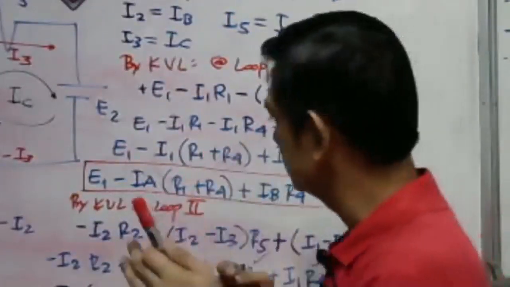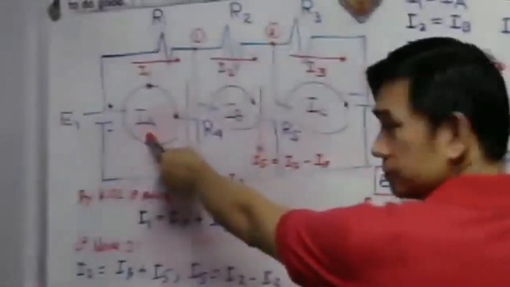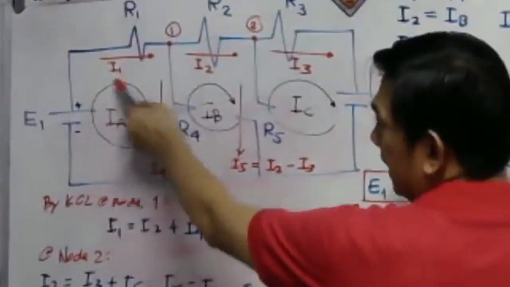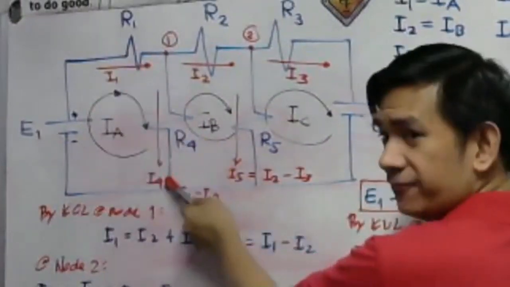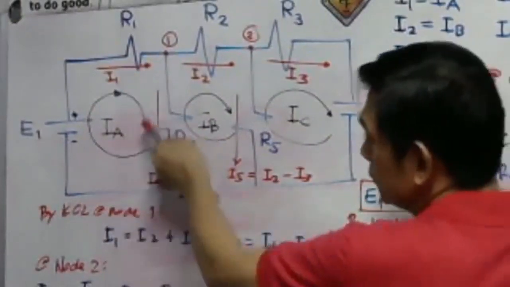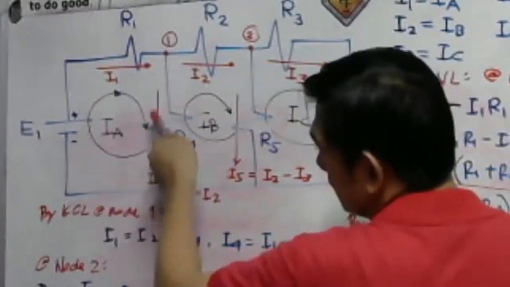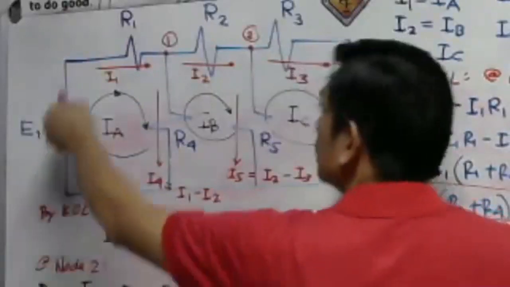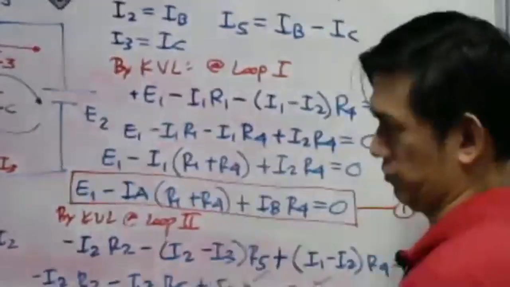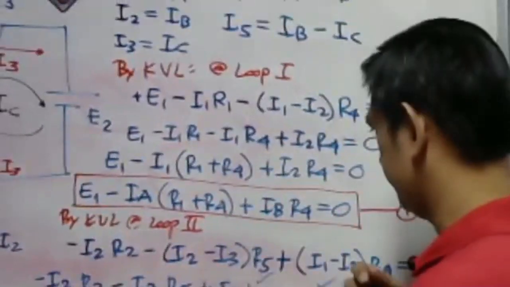What do I mean? Okay, let's go here. So this is our IA. What is our loop resistance? R1 plus R4. Okay? So that is the loop resistance, the resistance in that loop. So R1 plus R4 is found on loop 1 only.